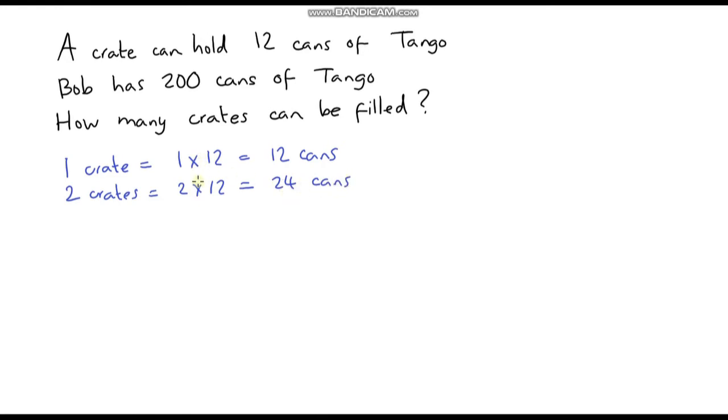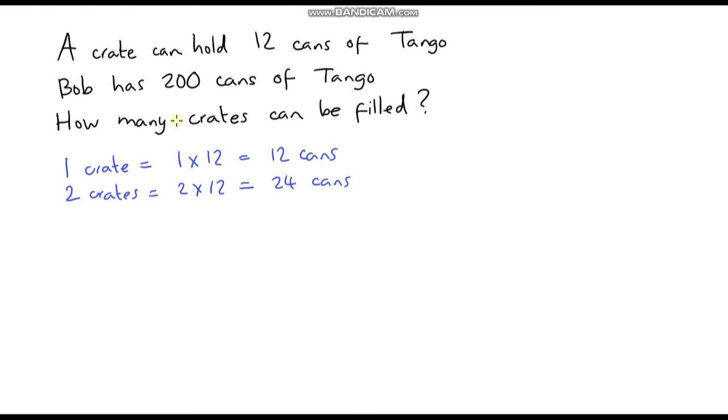So notice what we're doing, we are just listing the multiples of 12. So we want to work out how many crates can be filled. So how many times can we multiply by 12 until we get to 200? Now we could list all of them, go from 1, 2, 3, 4, 5, 6 until we get to 200, but that will take quite long.